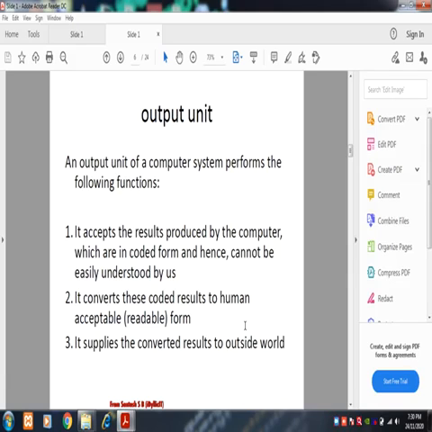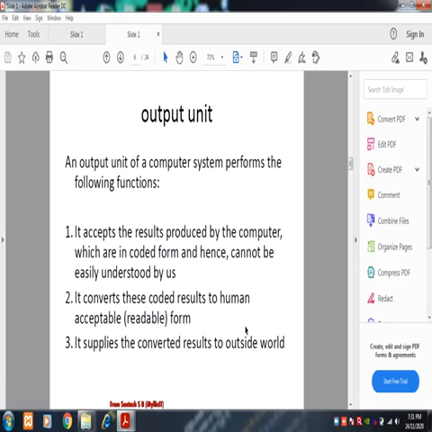Suppose we have done something, say two's complement of two numbers, or one's complement, or a binary subtraction of big numbers. If it is in coded form we can't understand it, but the output unit helps convert the coded result to a human acceptable or human readable form. That is the main powerful thing of the output unit. It also supplies the result to the outside world in a human readable form, so that humans can easily understand the output.